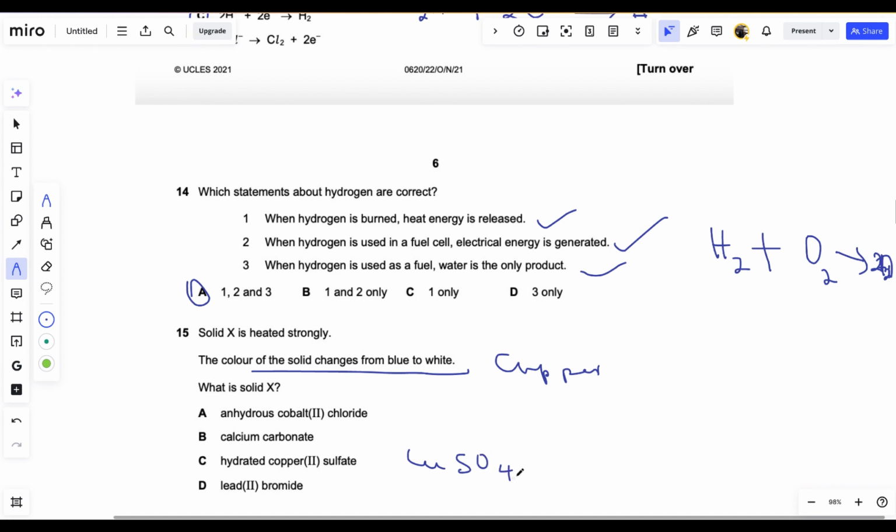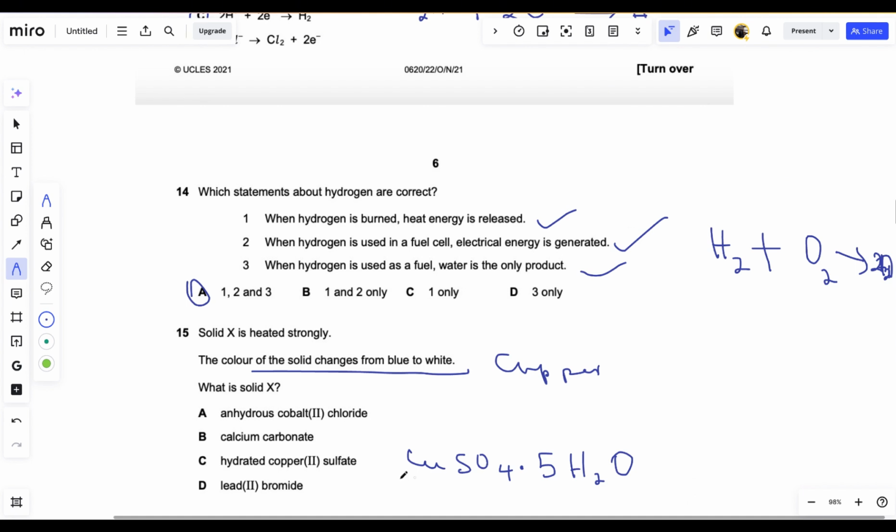Dot. I think for copper it is 5. Dot 5 H2O. Okay, this is hydrated copper 2 sulfate. So when you heat it, this water will evaporate and it will make copper 2 sulfate only. So the color will change from blue to white.